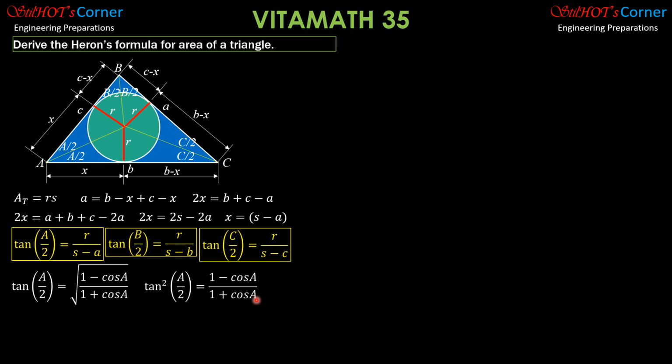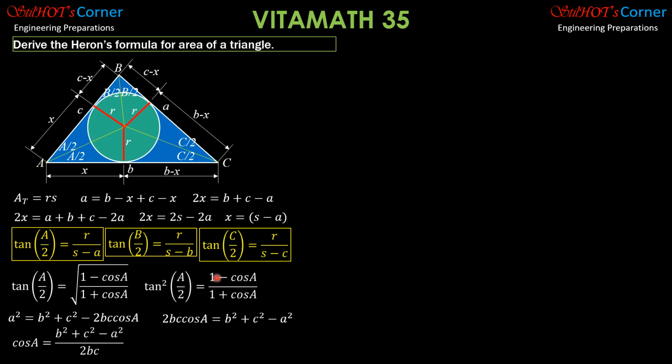And from cosine law, a square equals b square plus c square minus 2bc cosine of angle A. So 2bc cosine angle A is b square plus c square minus a square. So therefore cosine of angle A is b square plus c square minus a square all over 2bc.